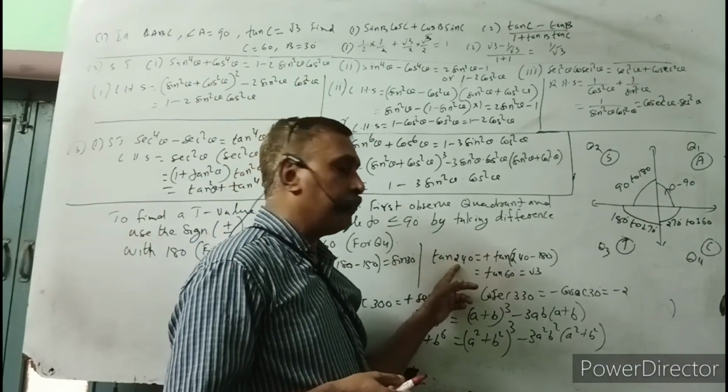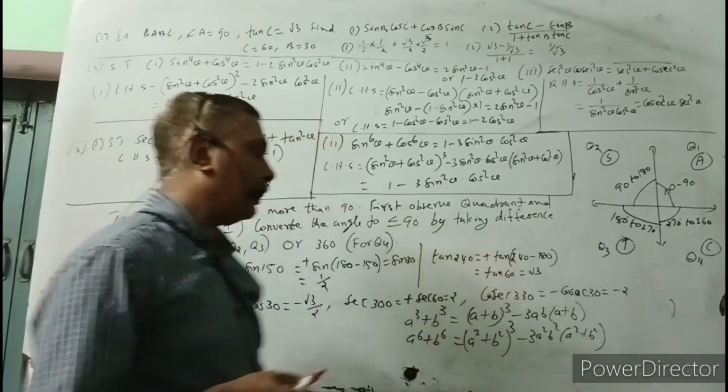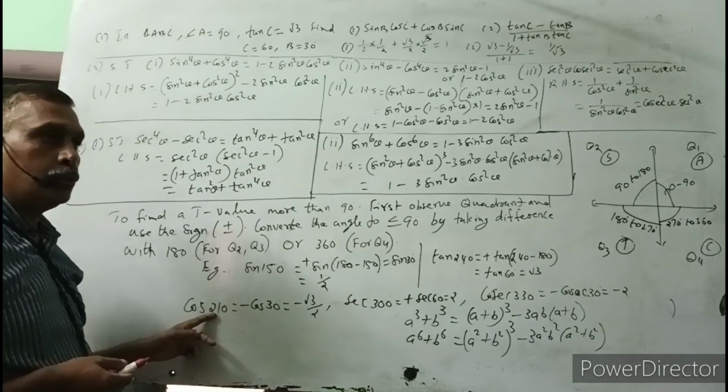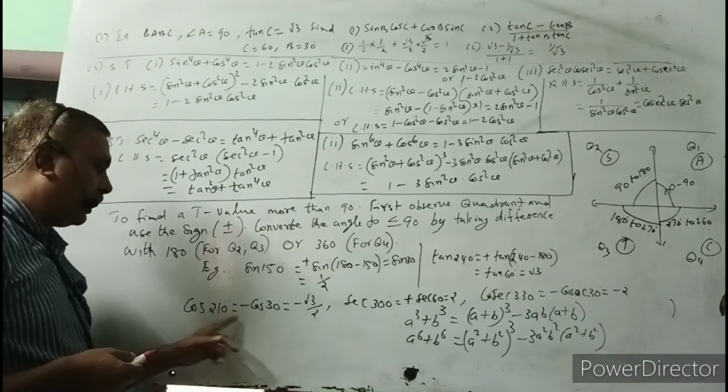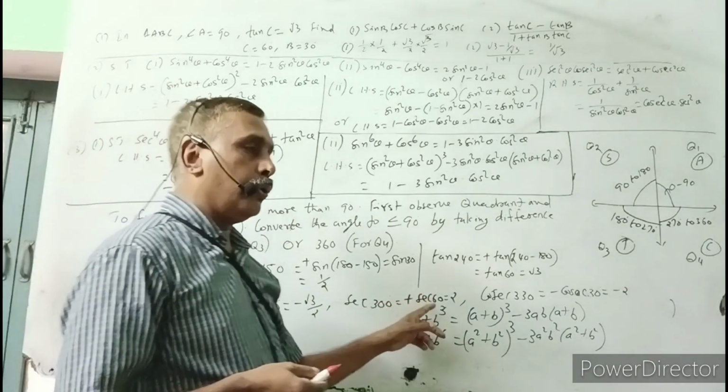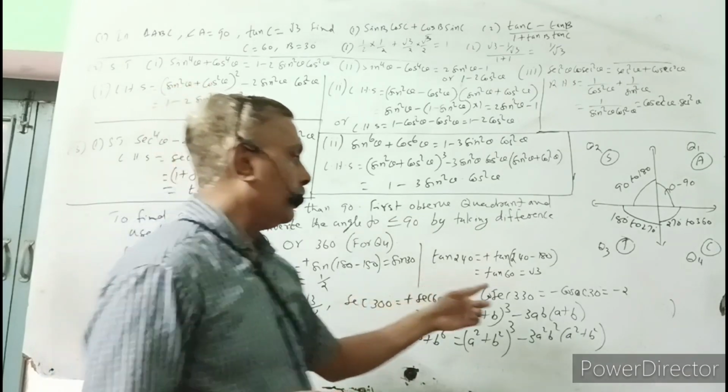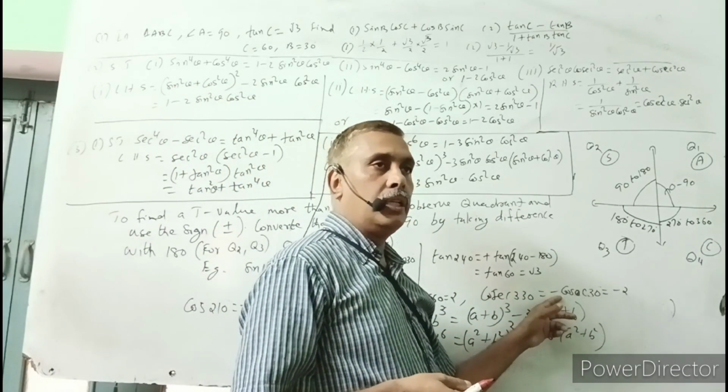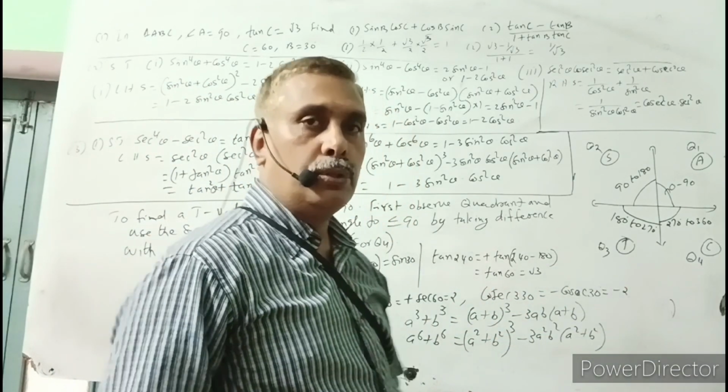Tan 240 is plus, because in the third quadrant tan is plus. Cos 210, third quadrant, cos is negative. Sec 300, fourth quadrant, sec is positive. Cosec 330, fourth quadrant, cosec is negative. That is why the negative and positive symbols are written.